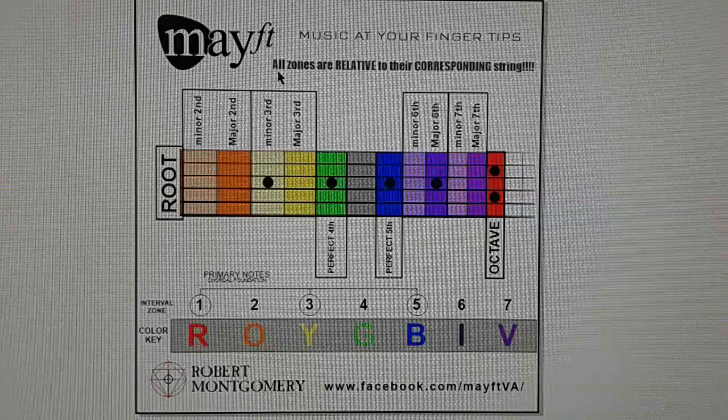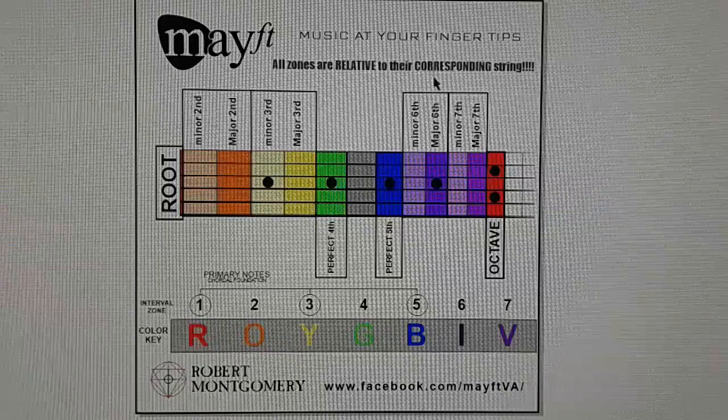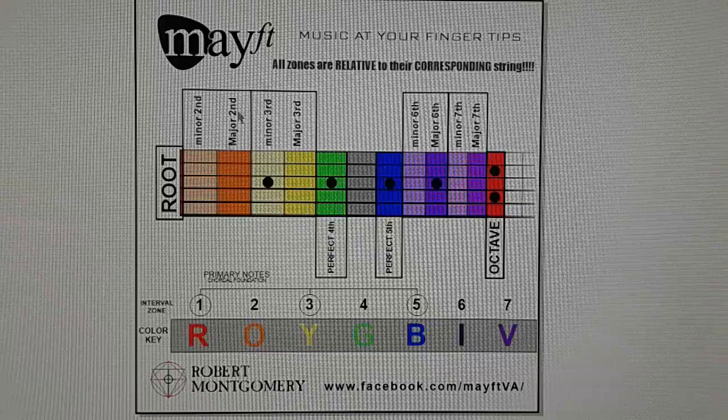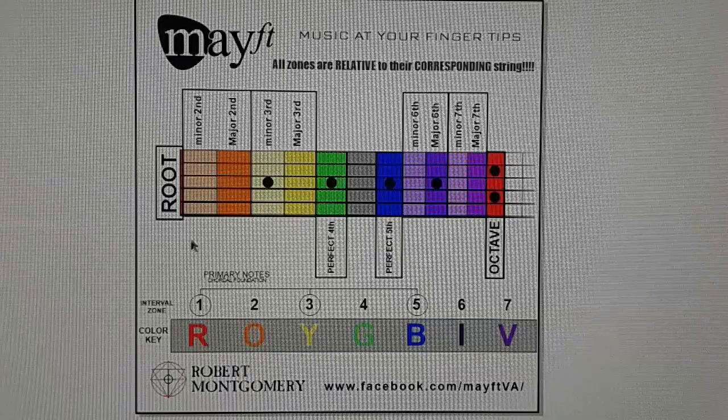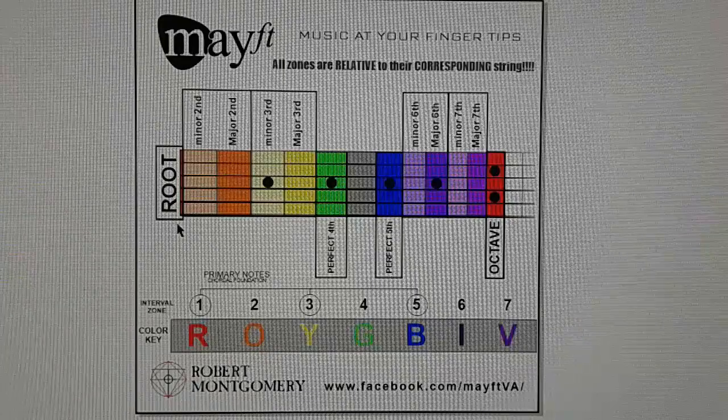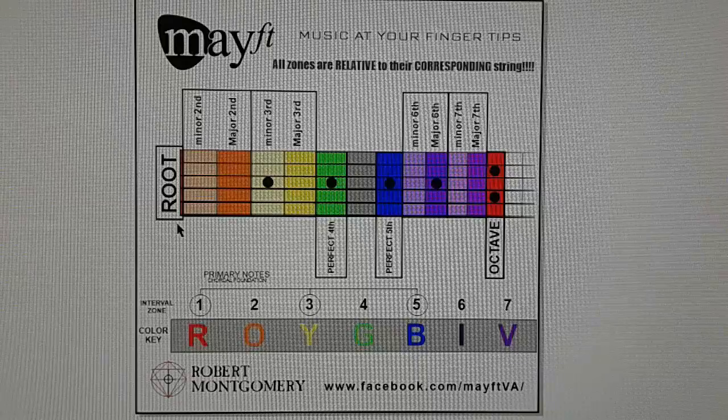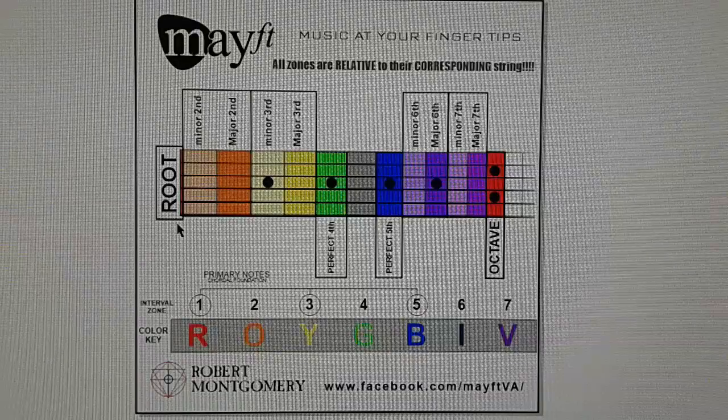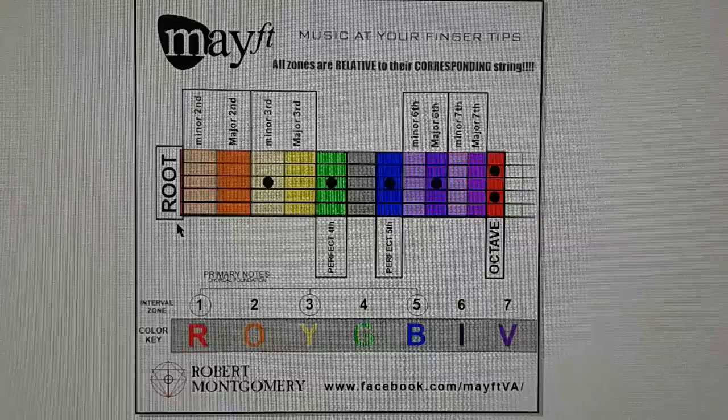So again, I repeat, all zones are relative to the corresponding string in this diagram. Study this, memorize it, and it'll help us on part 3 once we start breaking down and actually get to pull a guitar out and show you guys this in person.